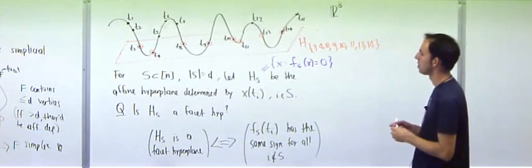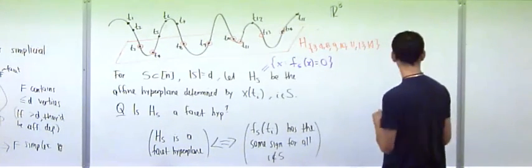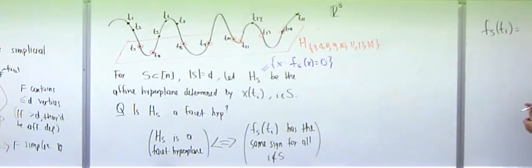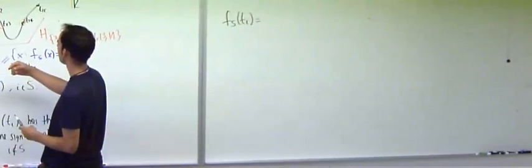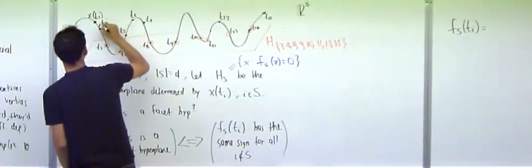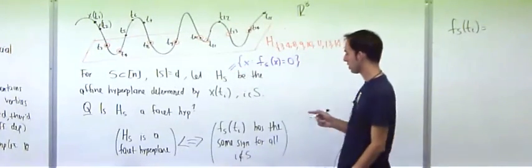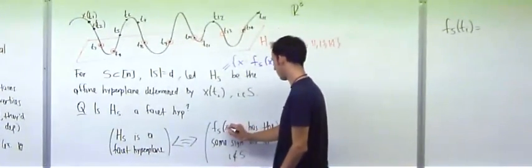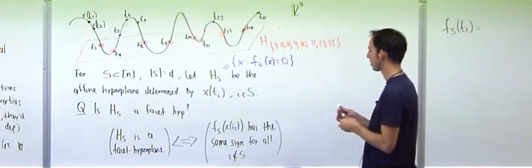Okay. But now, look at this function F sub S of t_i. Sorry, really the points here are x of t1, x of t2, and so on, right? Because this is the moment curve, so the points on it are of the form x of something. So really, I wrote this wrong. Instead of writing f sub s of t_i, I should write f of x of t_i. Okay?